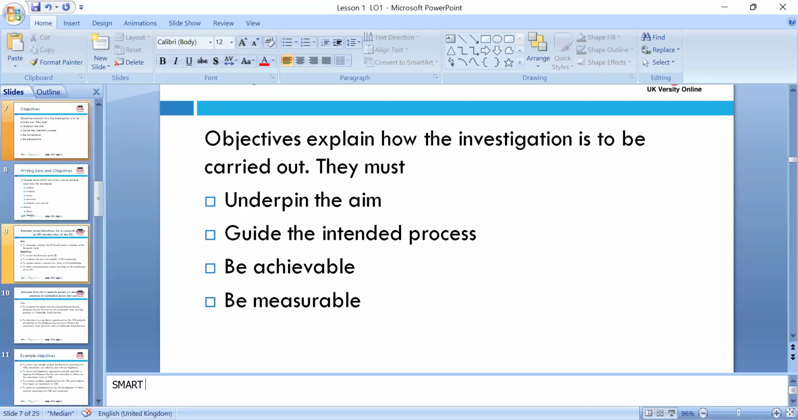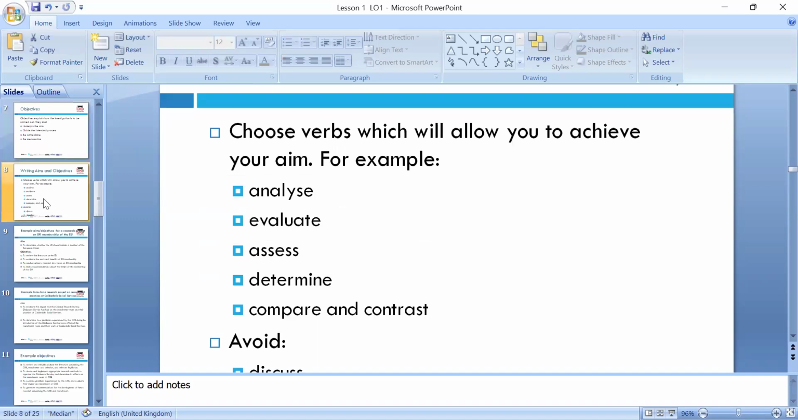So the objective needs to be specific about when you start and finish. We measure it. Is it achievable? Of course, we can achieve this unit in a few months or few weeks. So we can look at the dissertation and the research proposal underpinning the aims, and the guide, the intended process, must be achievable and measurable. So when you set any objective for your research, that needs to be looked at. Choose the words, please.